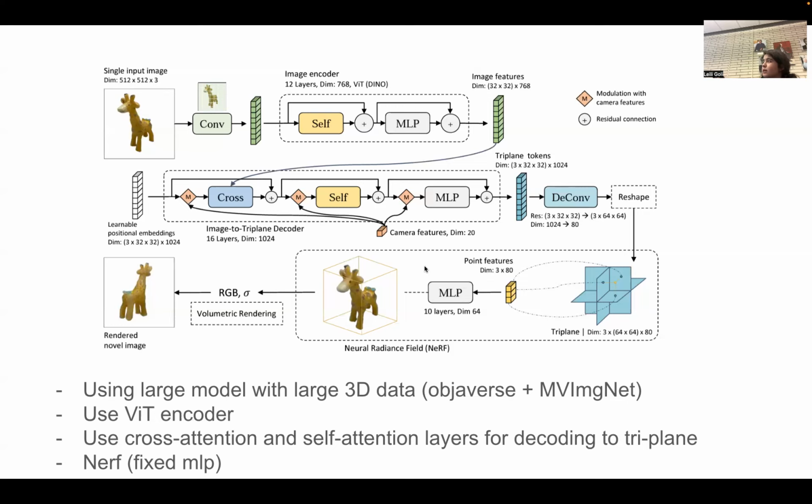After they get this triplane, the rest is just a simple NeRF. This MLP is fixed between all of the images and all of the objects. And then we have volumetric rendering.